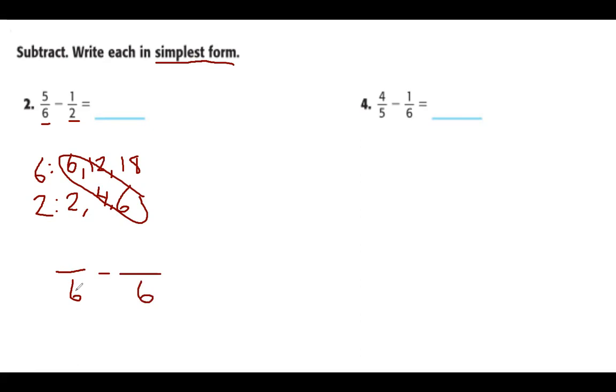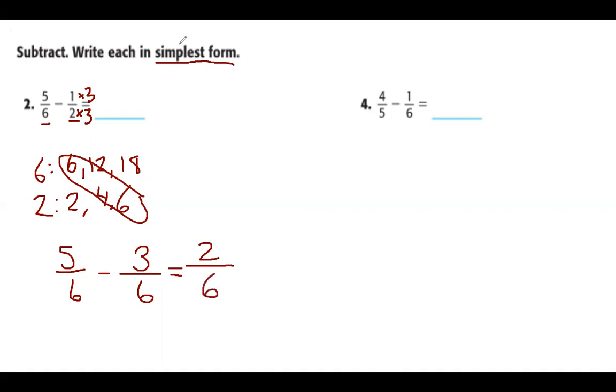So 6 to 6, that did not change, which means my 5 does not change. So this one stays 5/6. But 2 to 6, that did change. And I need to ask myself, how did I get from 2 to 6? I multiplied by 3. So I'm going to do 1 times 3 there. 1 times 3 is 3. I subtract my numerators. 5 take away 3 equals 2. My denominator stays the same as 6.